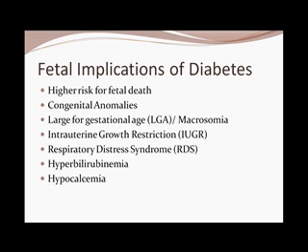The baby may be born with respiratory distress syndrome. There's some thought that increased blood sugar levels can affect the production of surfactant, which is necessary for lung compliance when a baby is born. These babies are at higher risk for hyperbilirubinemia, or high bilirubin levels, and they're also at greater risk for hypocalcemia, low calcium levels.